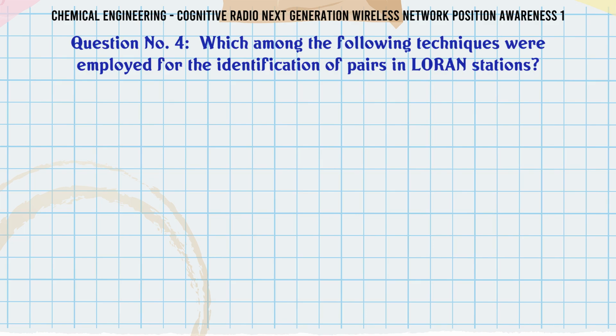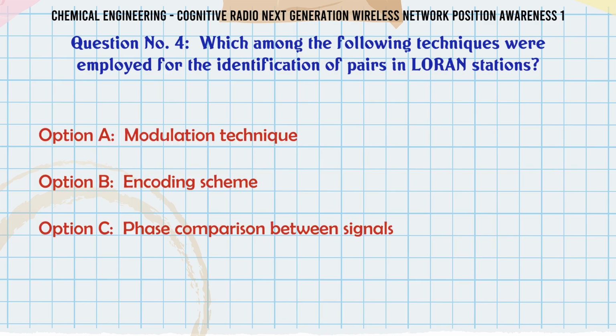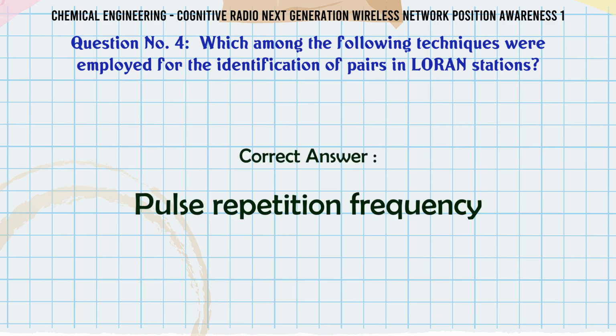Which among the following techniques were employed for the identification of pairs in LORAN stations? A. Modulation technique. B. Encoding scheme. C. Phase comparison between signals. D. Pulse repetition frequency. The correct answer is pulse repetition frequency.